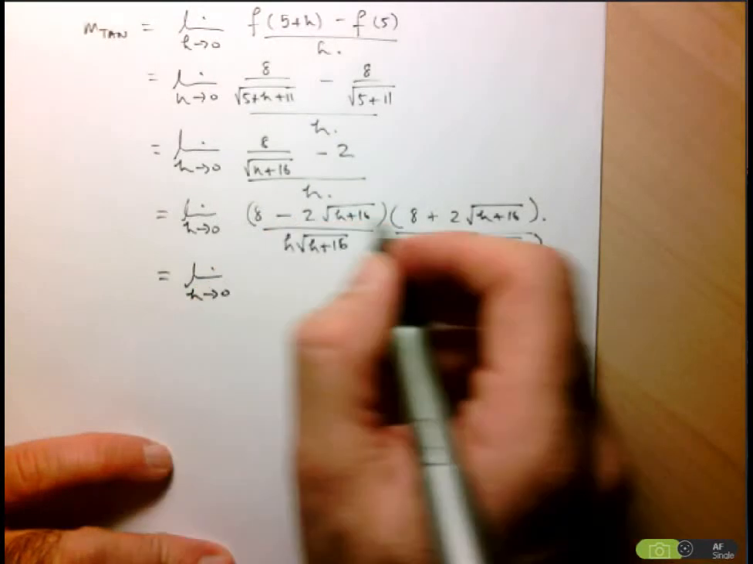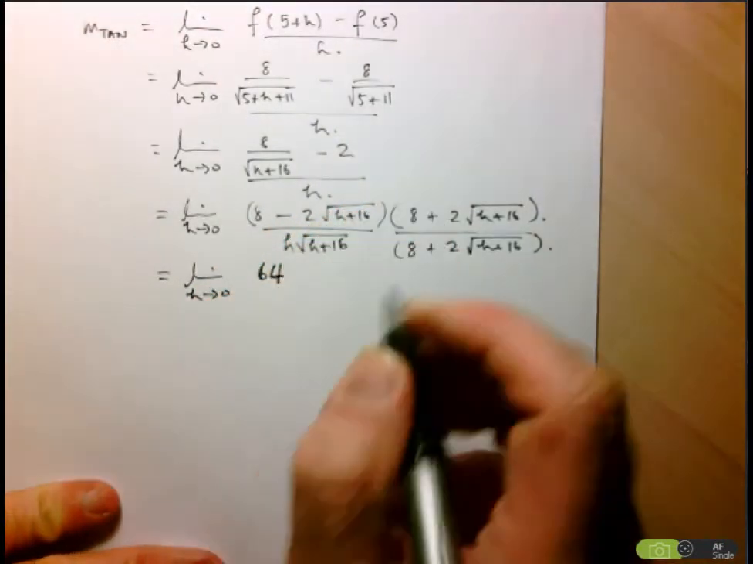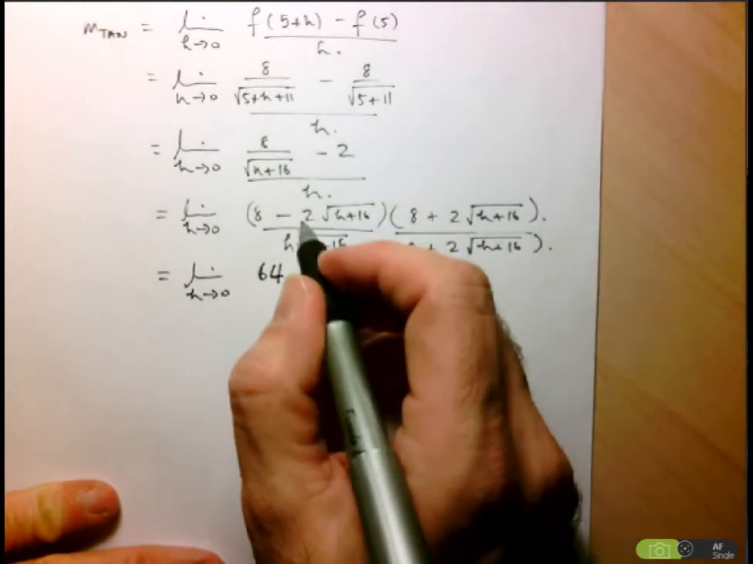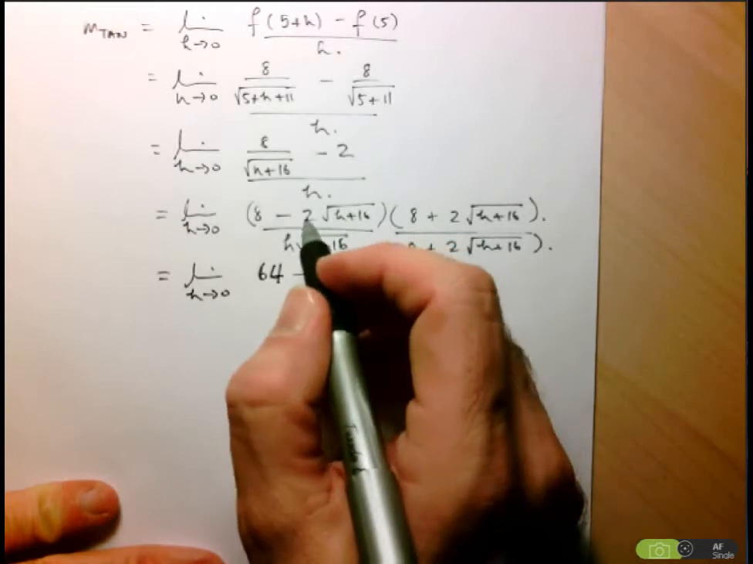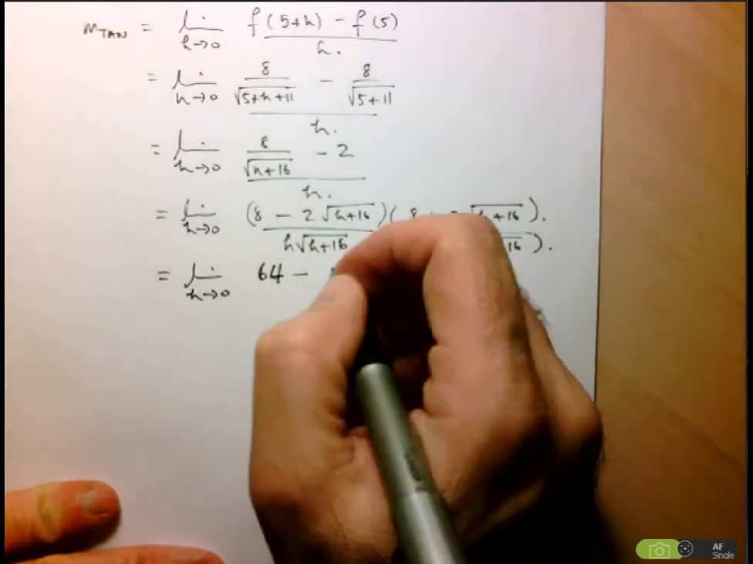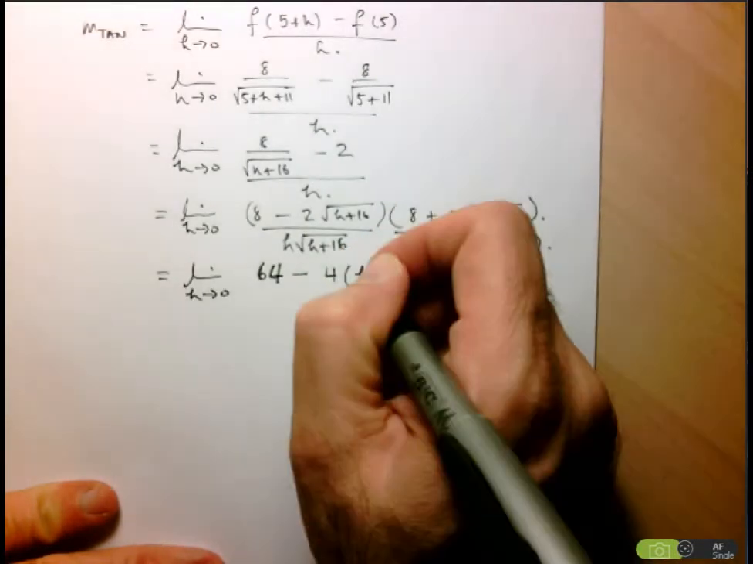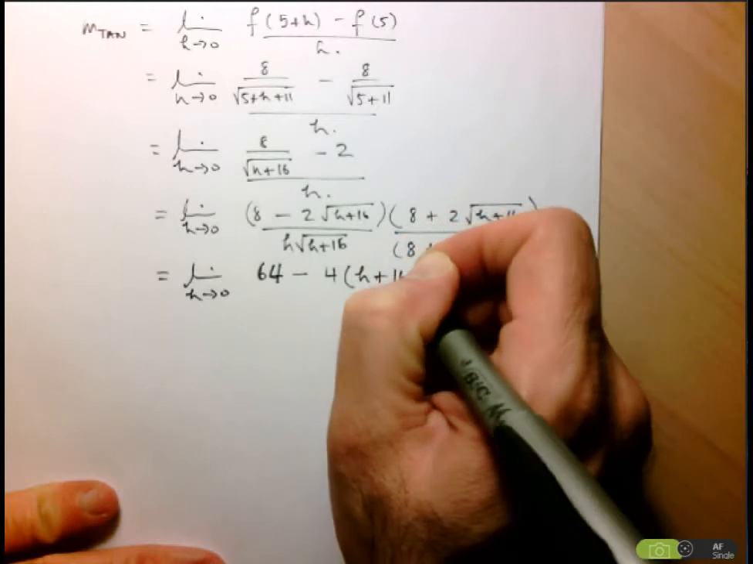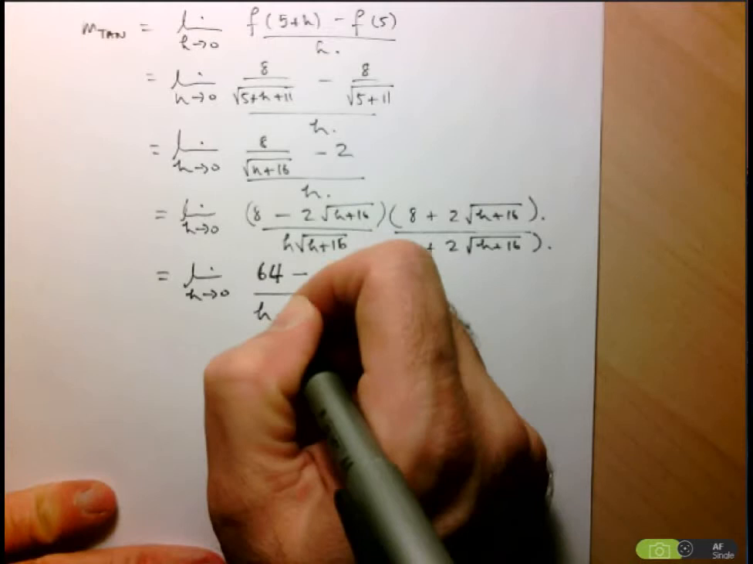Here, this is just a difference of squares, so I'm left with 64 minus the square of this term. In a scenario like this, please make sure that you're squaring this whole expression. So I'm also squaring the 2, so that's going to be 4 times, well, the square of a square root is just whatever's inside, so h plus 16. And in the denominator, I've got this big expression here.